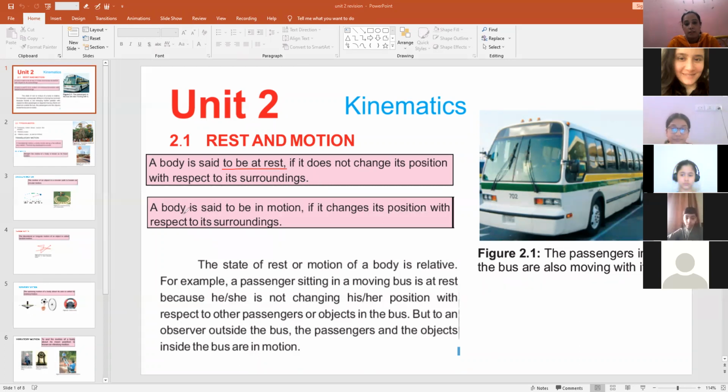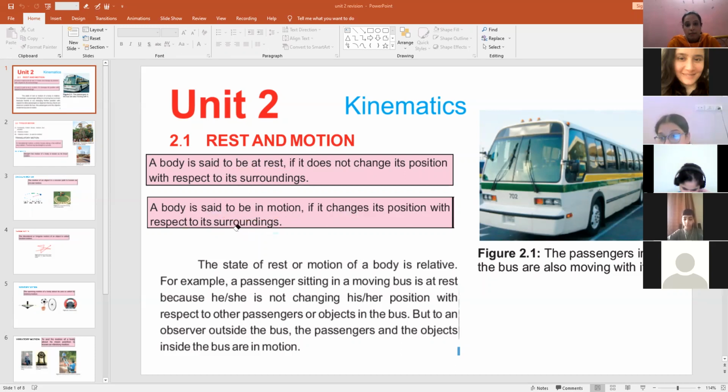Similarly, a body is said to be in a state of motion if it changes its position with respect to its surroundings. Mostly the moving bodies we see are in a state of motion, right? If an insect is moving, it is in a state of motion. If a man is walking on the road, he is in a state of motion. If the bus is moving on the road, the bus is in a state of motion. If the bus is standing, the bus is in a state of rest.